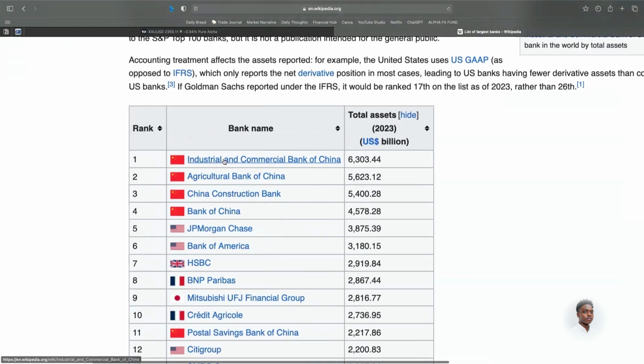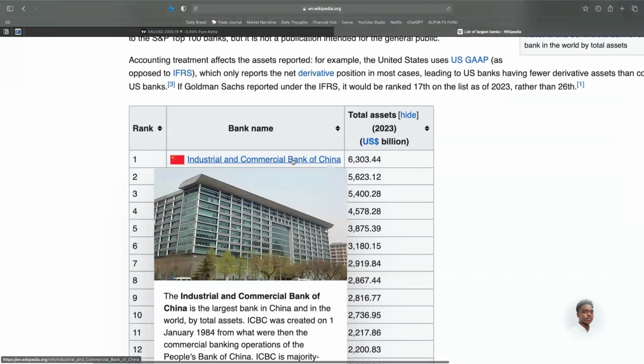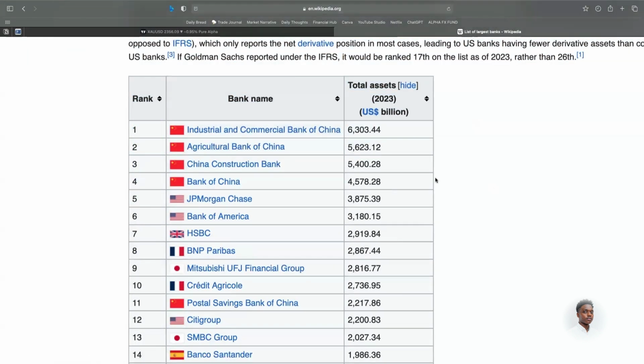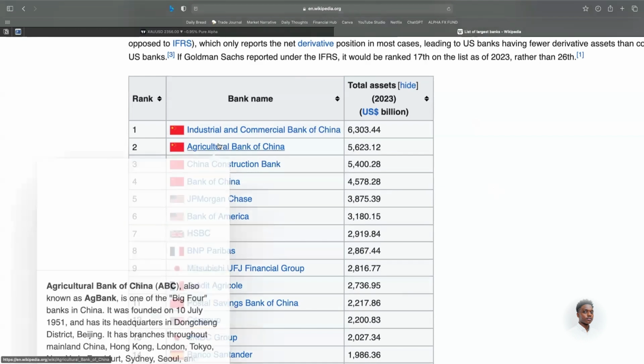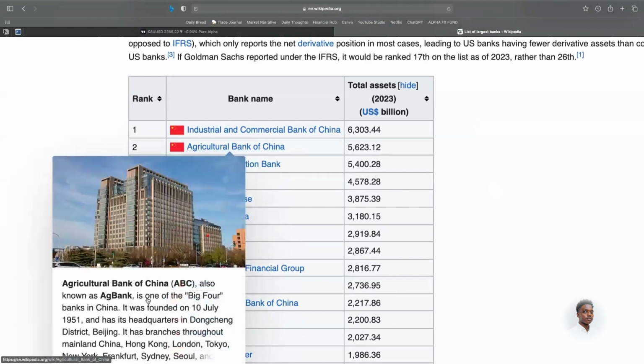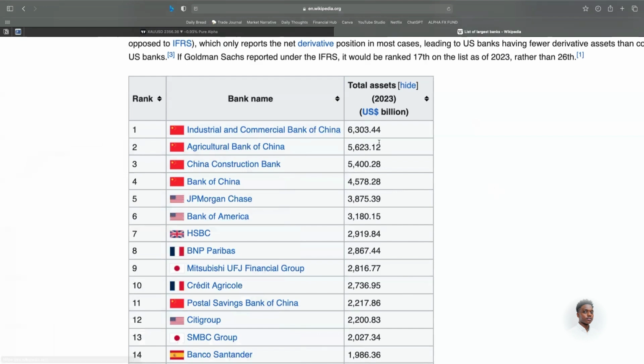6,300 billion. This bank alone, Industrial and Commercial Bank of China, which is the largest bank in China and in the world, as it's written here, has total assets of 6.3 trillion dollars. That is one bank. The top four biggest banks in the world all come from China. They're called the Big Four. These four banks alone combined have over $20 trillion. This is just four different banks in China.